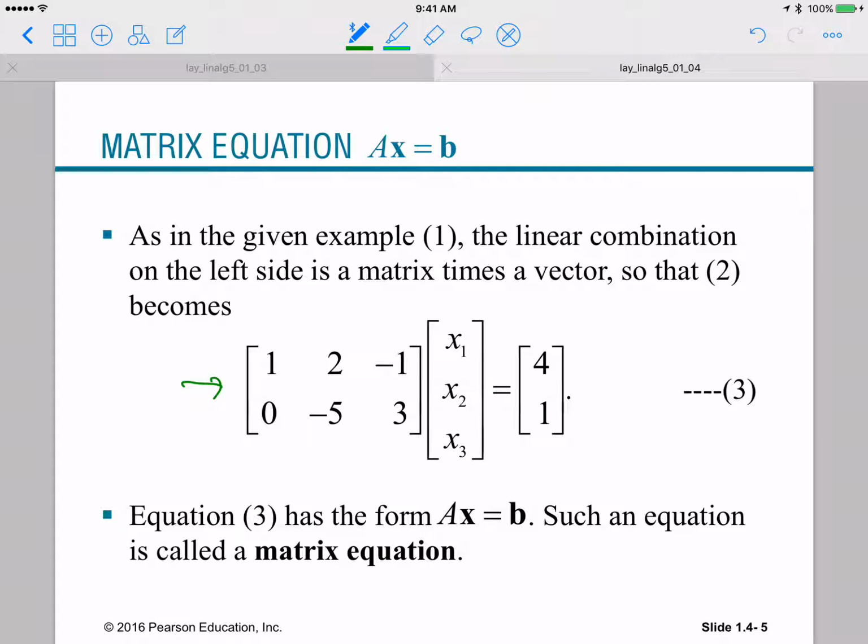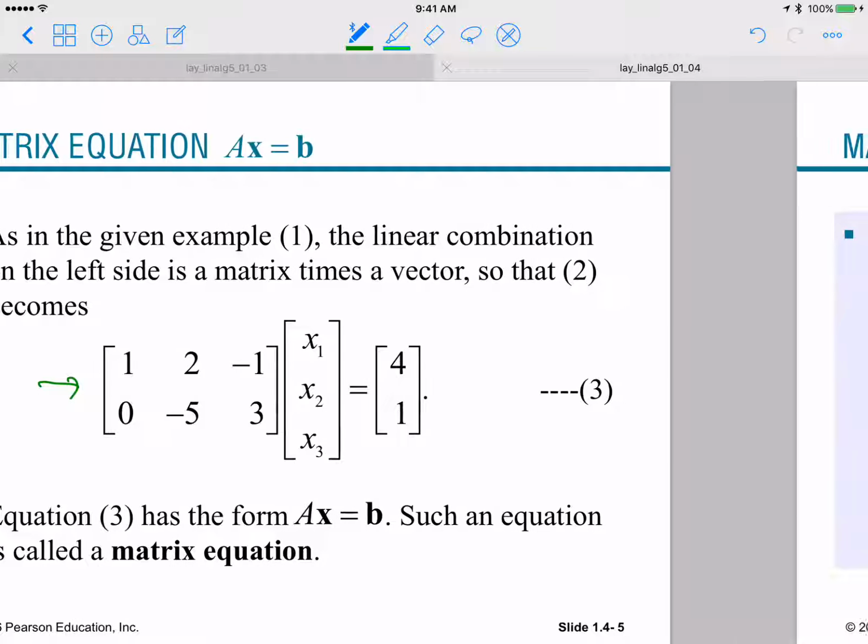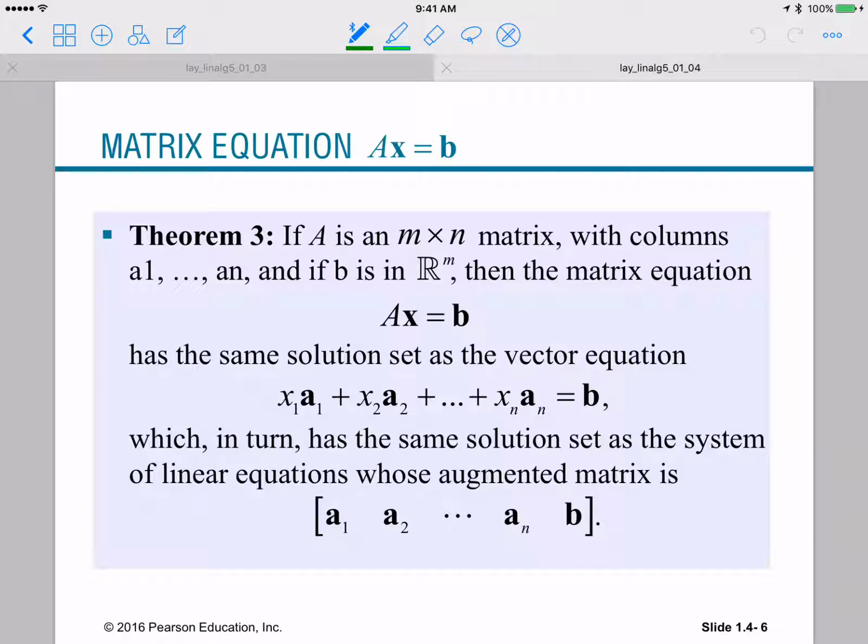And obviously these three versions of equations, the set of equations, the vector equation, and the matrix equation, all of them should have the same solution, right? We just converted one to the other by using some correct relationship, so they should all have the same solutions. Okay, so that obvious fact is described in this theorem 3.